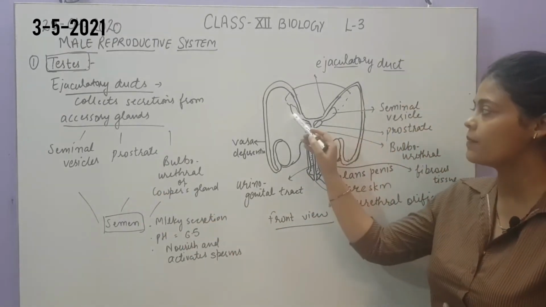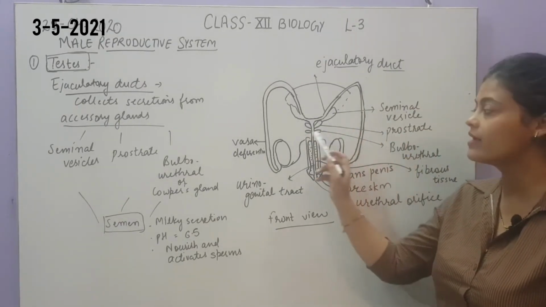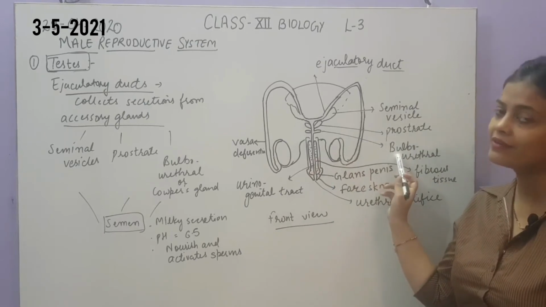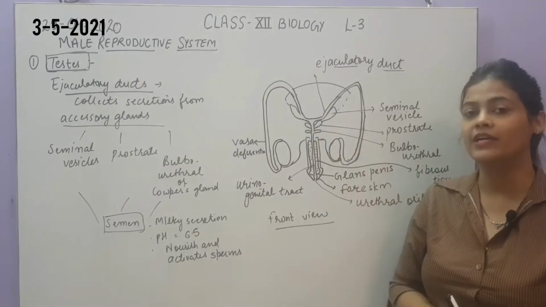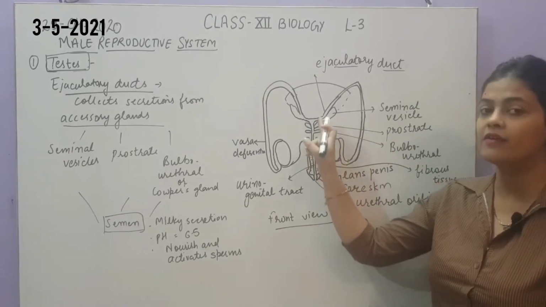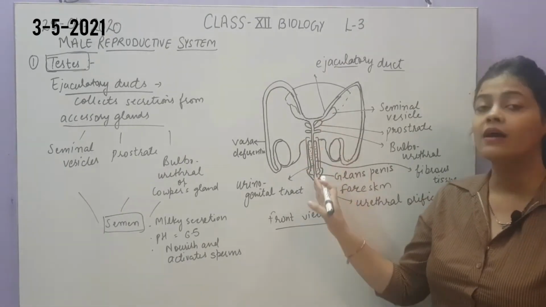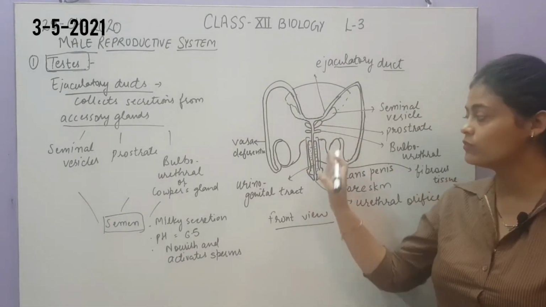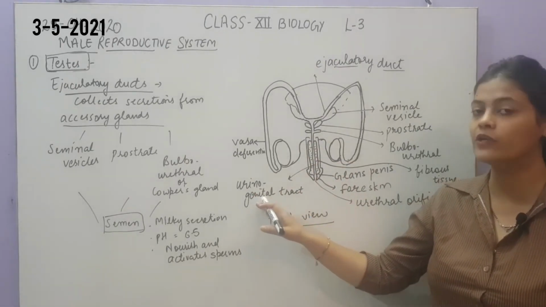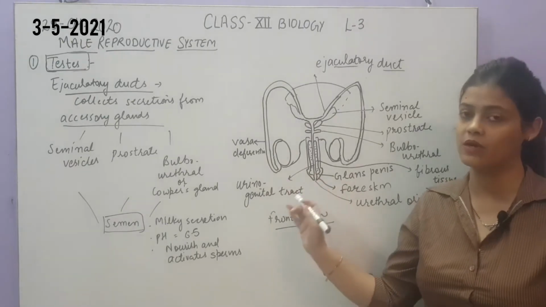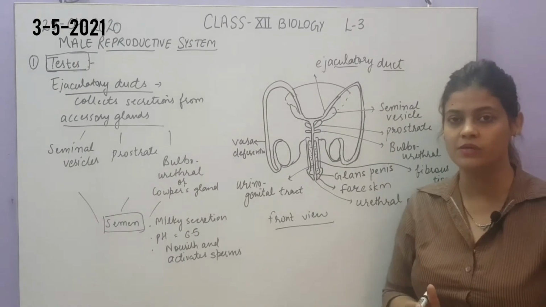So here you can see the upper one is the seminal vesicle, lower to seminal vesicle is the prostate gland, and the third one is the bulbourethral gland. All the three glands will release their secretion into the ejaculatory ducts, and then both ejaculatory ducts will form a common passage for the release of sperms outside the body through penis. This common passage is called urinogenital tract or urethra, because in male reproductive system there is a common passage for the passage of urine as well as sperms.